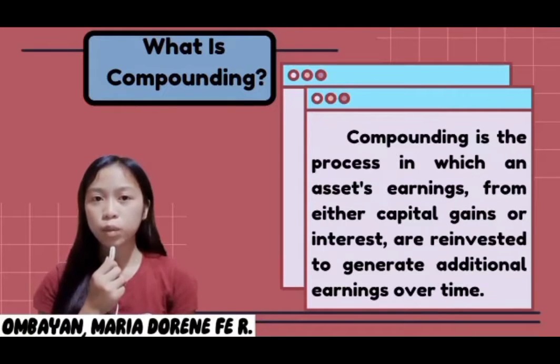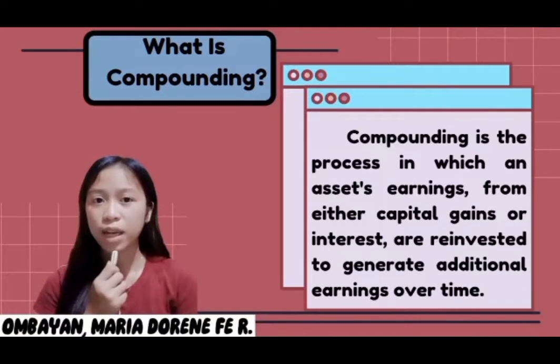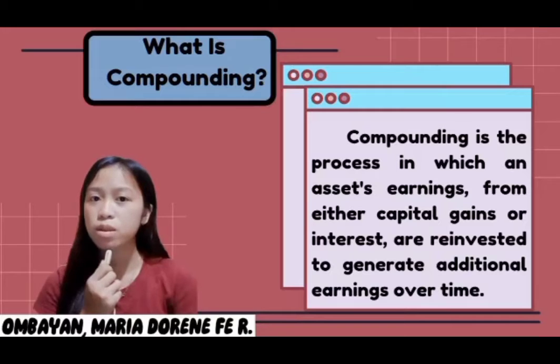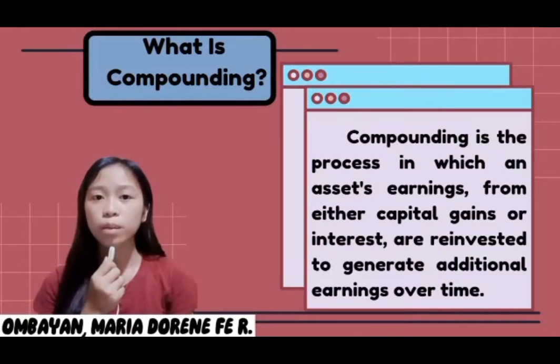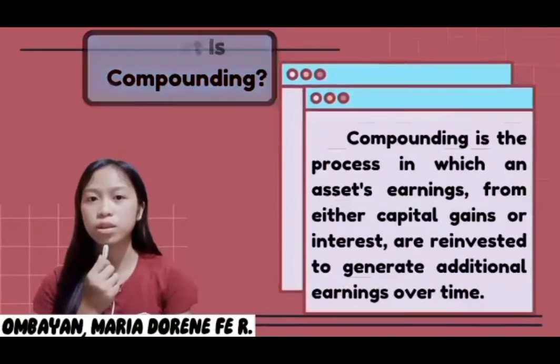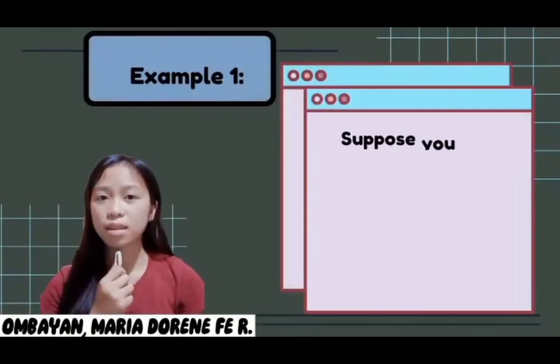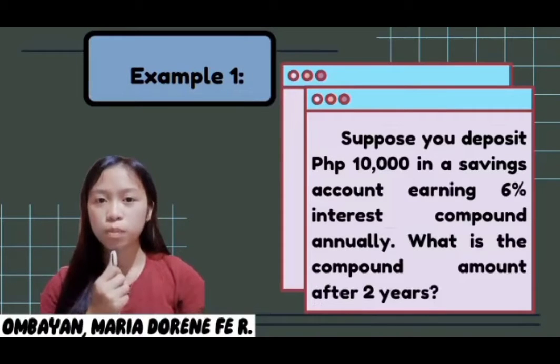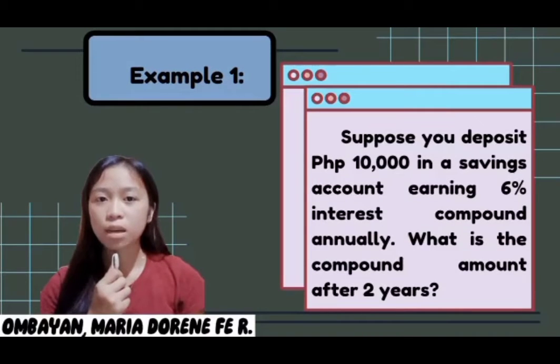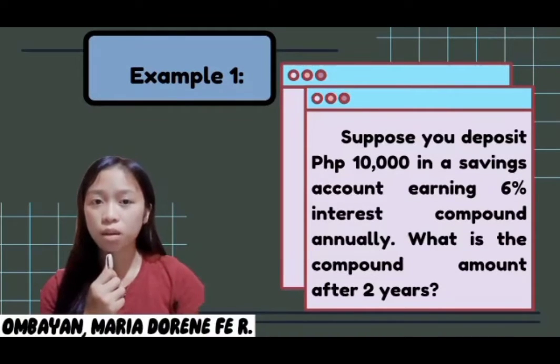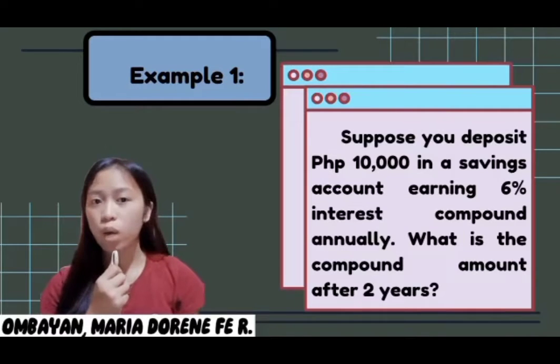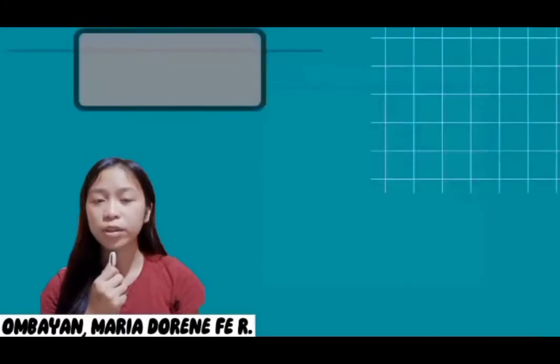Compound interest works on both assets and liabilities, while compounding boosts the value of an asset more rapidly. It can also increase the amount of money owed on a loan as the interest accumulates on the unpaid principal and previous interest charges. Take a look at this sample problem. Suppose you deposit 10,000 pesos in a savings account earning 6% interest compounded annually. What is the compound amount after 2 years?